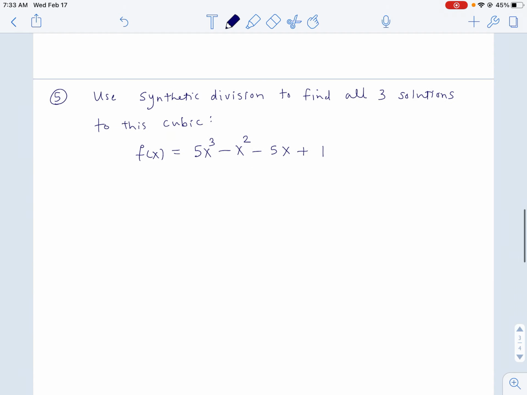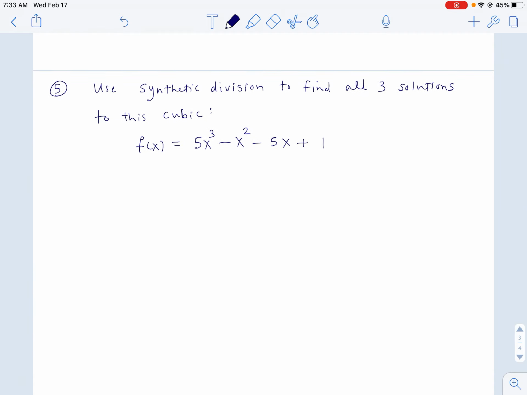Now this last type of problem puts everything together. It says use synthetic division to find all 3 solutions. Of course, you remember synthetic division, we bring down these coefficients. And the thing is, we did not give you a multiplier. So we have to take an educated guess as to what we'll use. And how do we guess? We look at that last term. We need something that divides 1. Lucky for us, the only possibilities are 1 and -1. So I'll try 1.